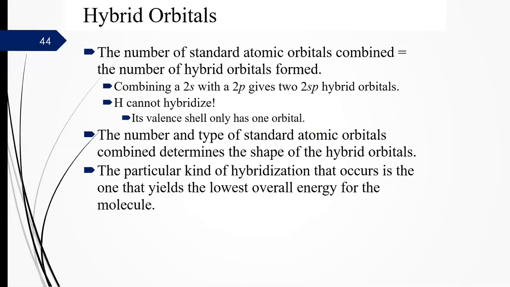So the hybrid orbitals kind of follow this set of rules, that the number of standard atomic orbitals combined gives you the number of hybrid orbitals formed. So that means a 2s combining with a 2p gives 2 sp orbitals. Now, hydrogen and helium are an exception to this because they can't hybridize because their valence shell only has one orbital. So hydrogen never hybridizes because it has no p orbitals for it to move into. But all of the other elements can.